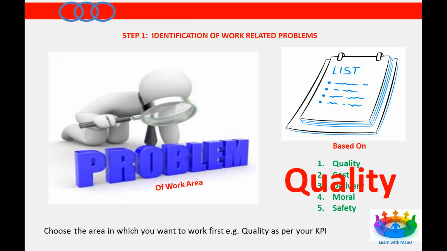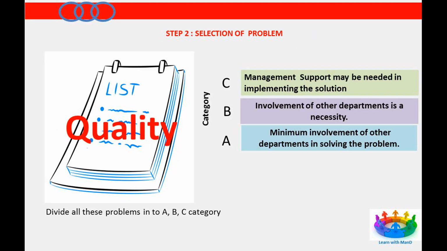Our second step is selection of problem. In this step, the further selected quality problems will be categorized into A, B, C category. As shown in the video, A category is which can be solved within your department, and B category problems are those in which we require help of some other departments within your unit, and C category are the problems in which we need the support of management. The higher level support is required in this category.